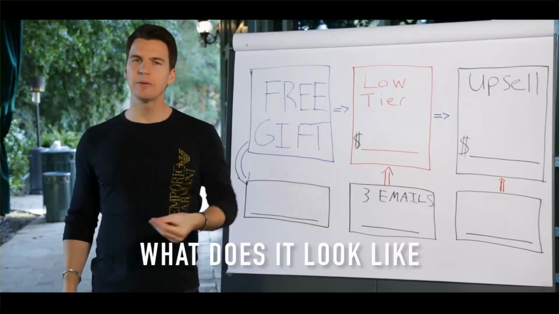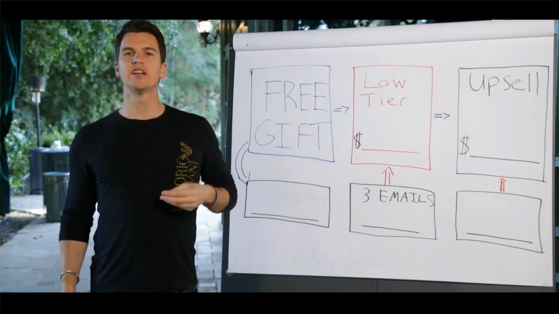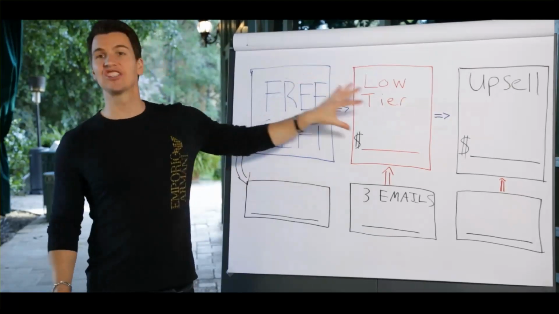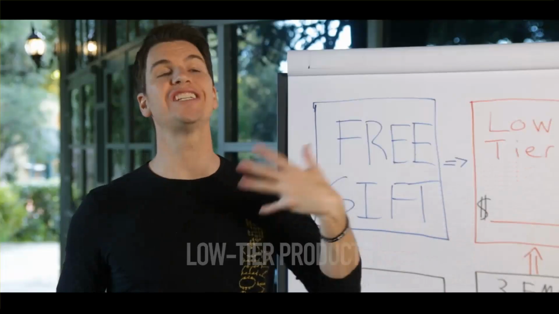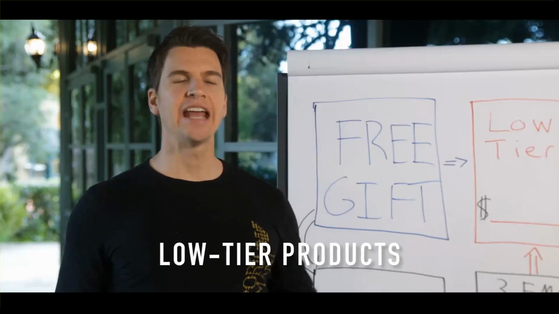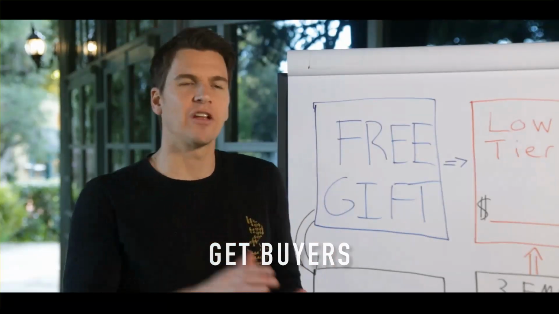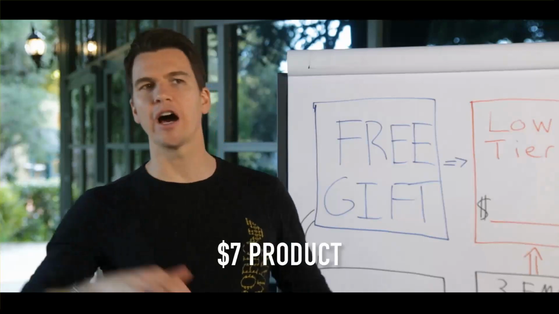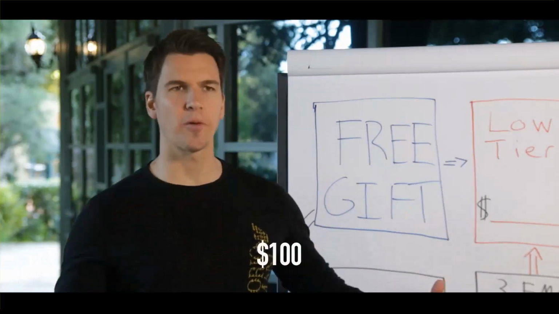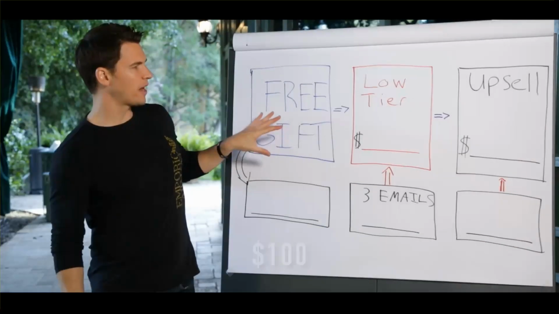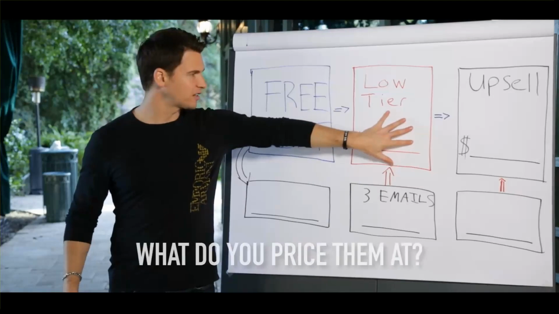The thing I want you to keep in mind right now is this funnel's designed to sell what I call low-tier products, and it's designed to get buyers. Low-tier products are products that are low price. They're maybe a $7 product, a $30 product, a $100 product. I'll talk to you in a moment about what you price these products at.